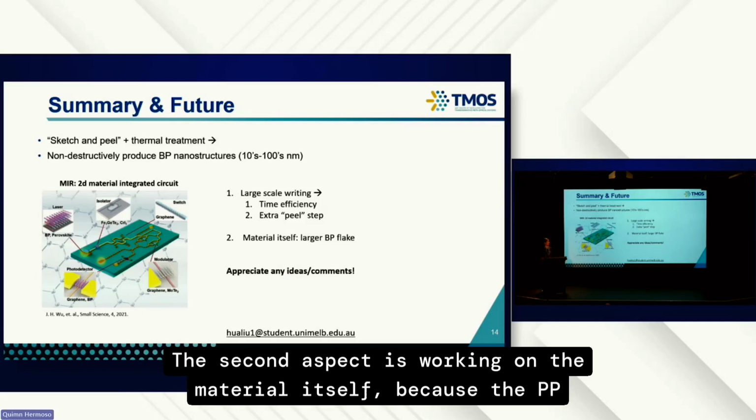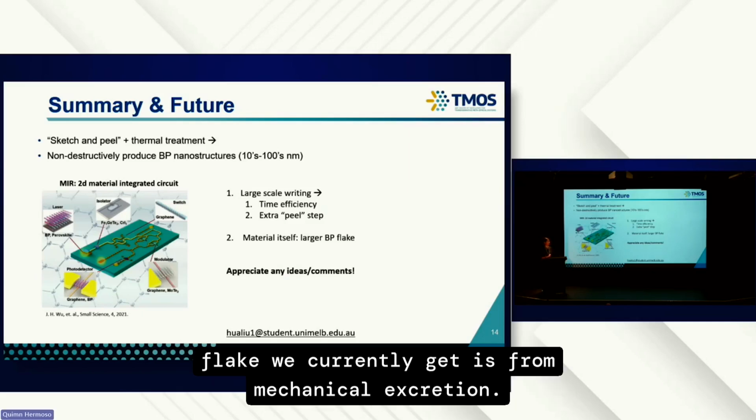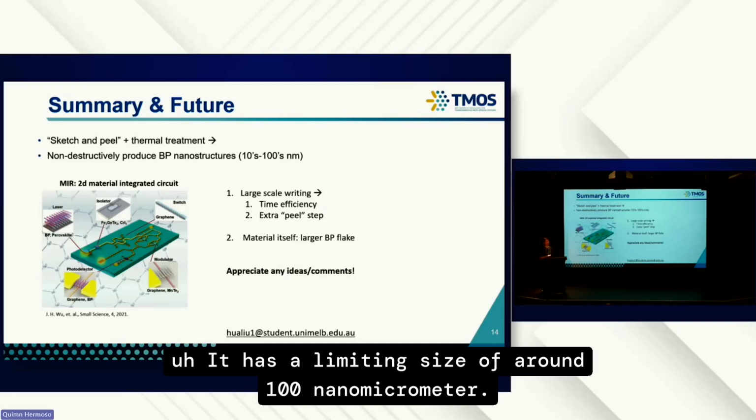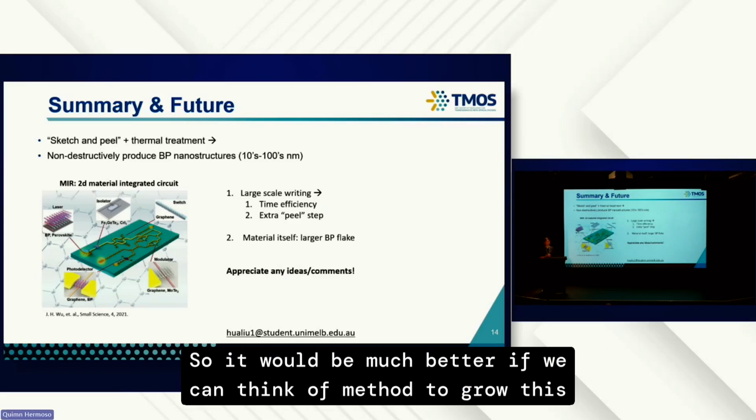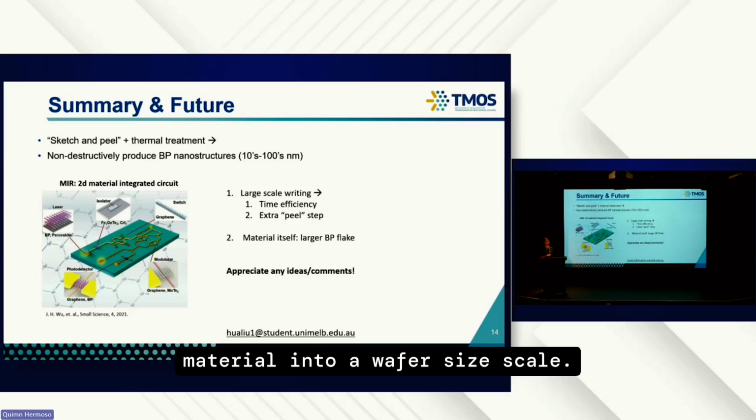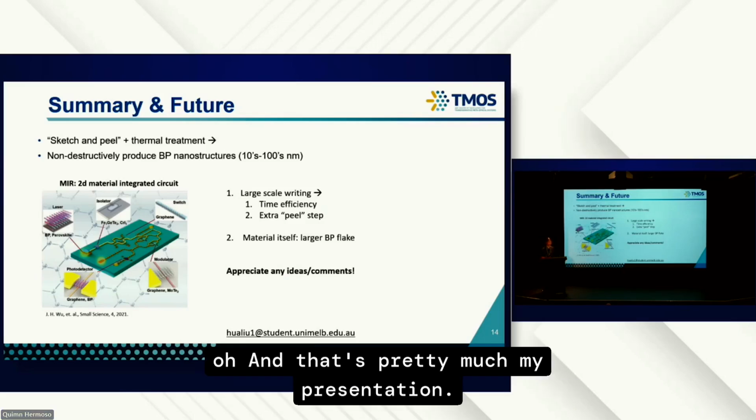The second aspect is working on the material itself, because the BP flake we currently get is from mechanical exfoliation. It has a limiting size of around 100 micrometers. So it would be much better if we can think of methods to grow this material into a wafer size scale.